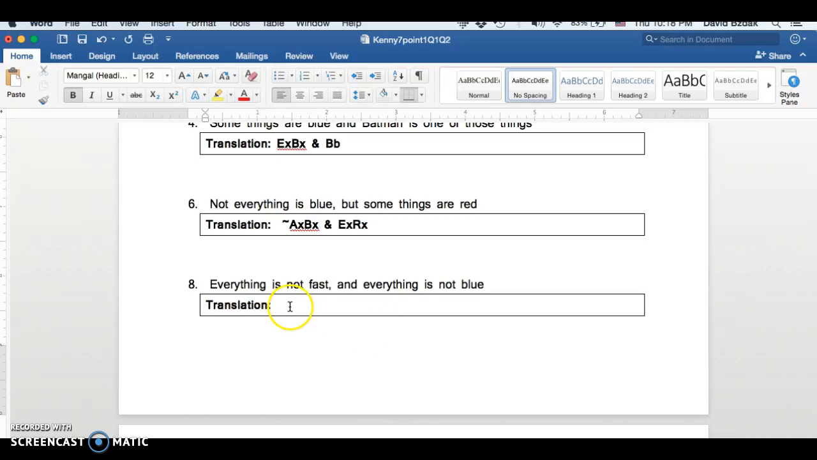Okay, now this says everything is not fast. Now, there's a difference between not everything and everything is not. Right? If I said not everyone at OCC is male, that's true, right? Because there are many females. So not everyone is male is true, but all students are not male is false. That would say there are no males, basically. So not everything and everything not are two different sentences, and they need to be translated differently.